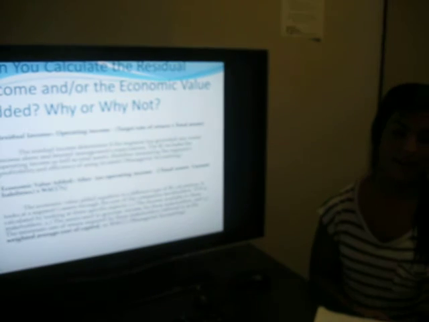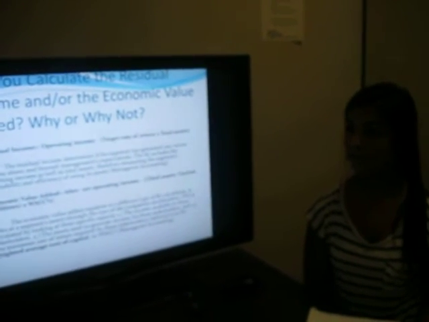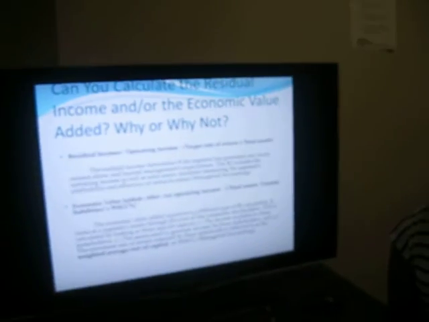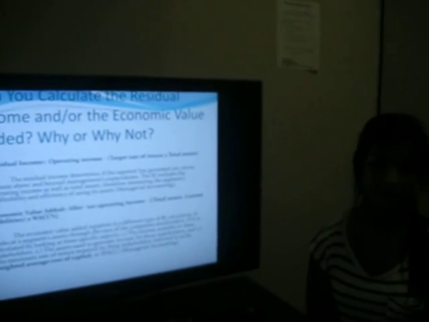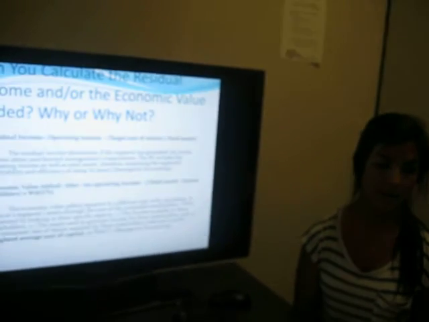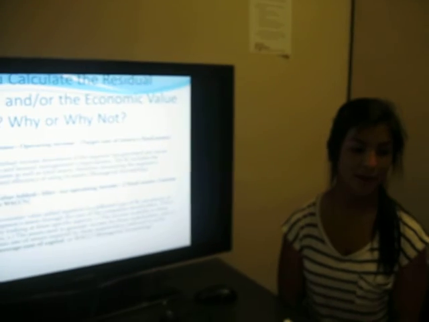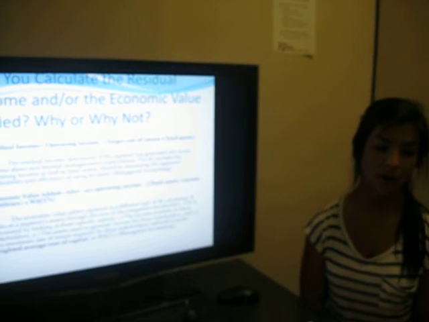Next, we are asked if we could calculate the residual income and or the economic value added. The residual income determines if the segment has generated any excess income above and beyond management's expectations. The RI includes the operating income as well as the total assets, therefore measuring the segment's profitability and efficiency of using its assets. The economic value added, EVA, is a different type of RI equation.